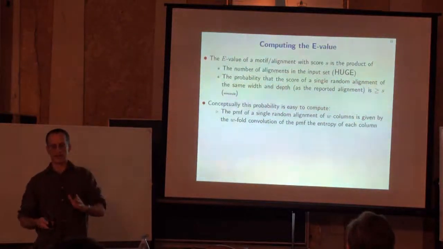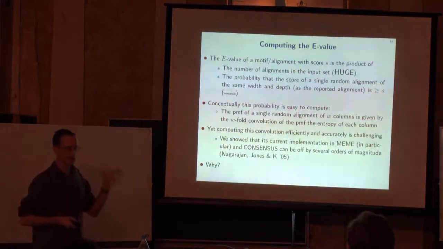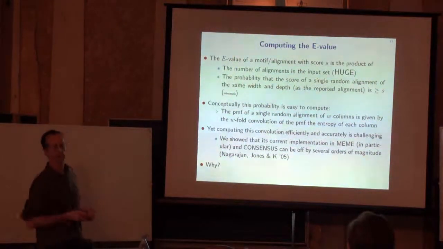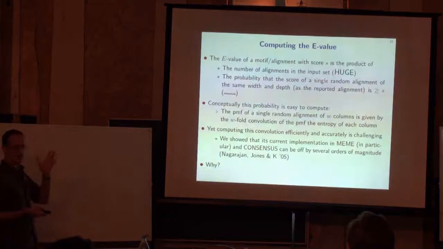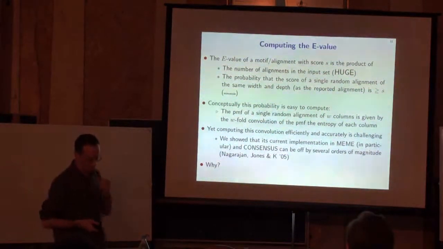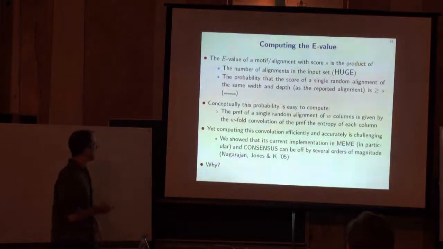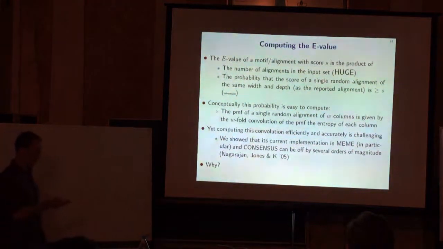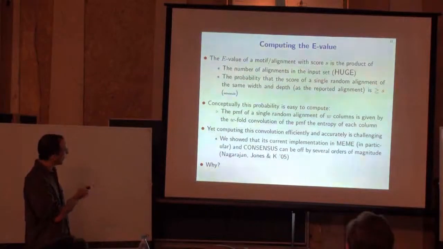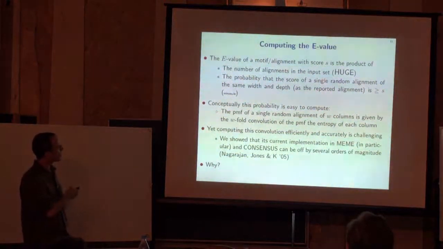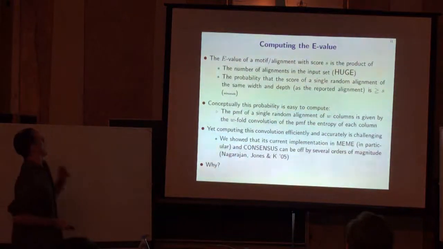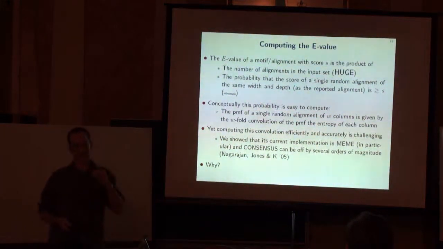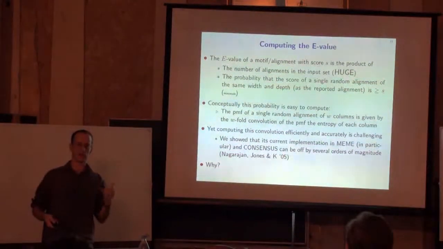Mathematics aside, if you actually want to compute this efficiently and accurately, which you need because it's a very small number, then that's actually challenging. And that's where I got interested in this problem. We showed that the current implementations, since the e-value is reported by both MEME and CONSENSUS, are not accurately computing this probability. In particular, MEME can be orders of magnitude off. It can give you an e-value of 1,000,000, yet the true answer is 1.